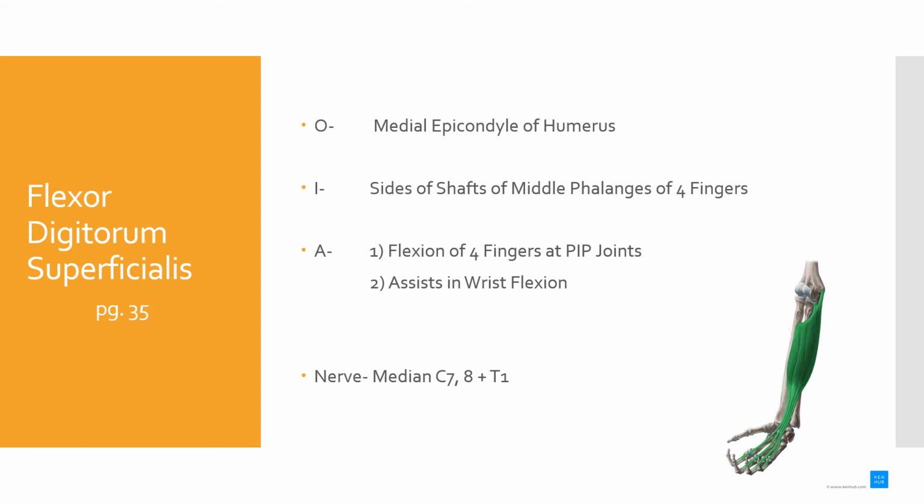Flexor digitorum superficialis, origin, medial epicondyle of humerus. Insertion, sides of shafts of middle phalanges of four fingers. Two actions include flexion of four fingers at PIP joints, and it also assists in wrist flexion.